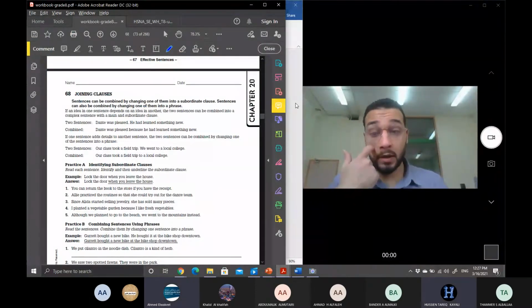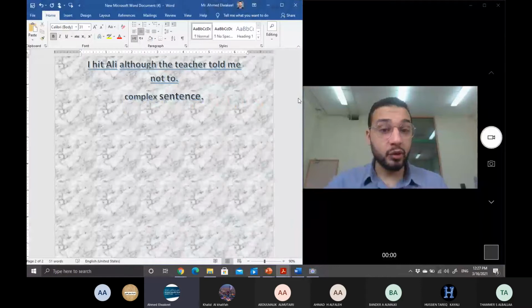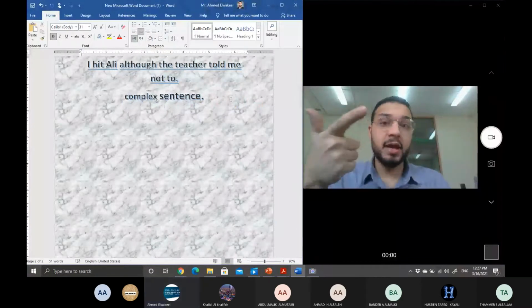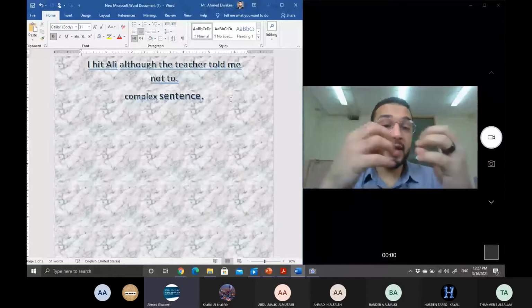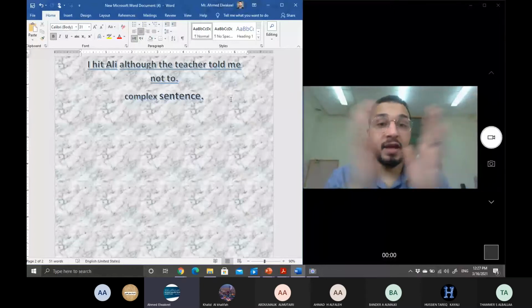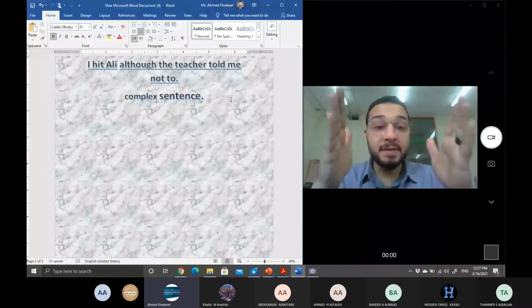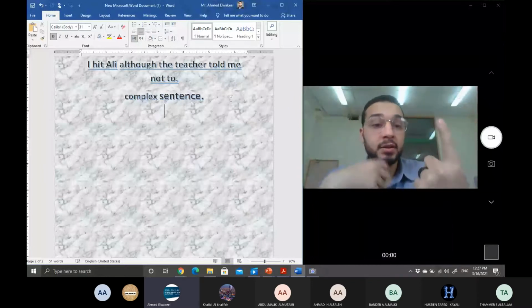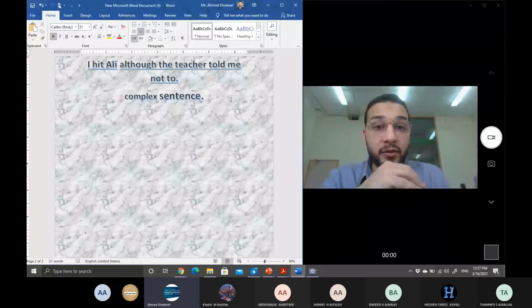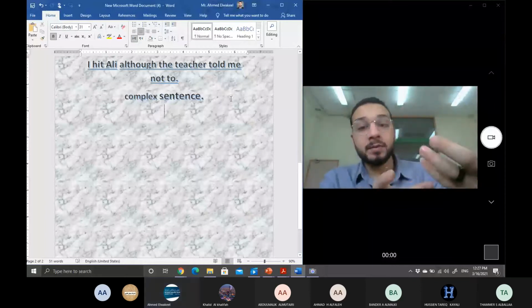Also, there is another type for combining sentences in order to make them phrases. So now we have a sentence, we have a clause, and also we have a phrase. The only difference between a phrase and a clause is that the phrase is bigger than a clause. So I can combine two sentences together in order to make them one phrase. One simple sentence equals one phrase. Here you have much information.